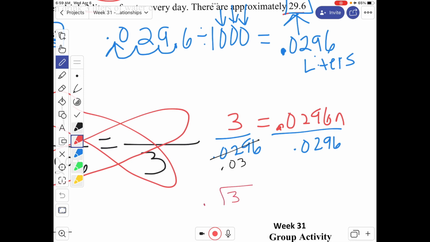So 3 divided by 0.03. Move the decimal over. 3 goes into 3 1 time. 3 goes into 0 0 times. So it's about 100. If you actually divided with those numbers, you would come out to 101 point, and you get a repeating decimal.